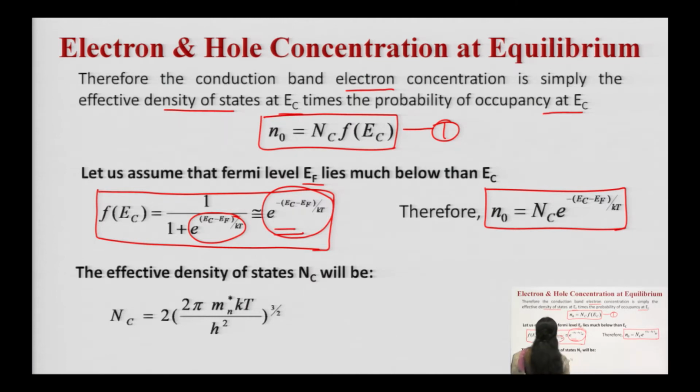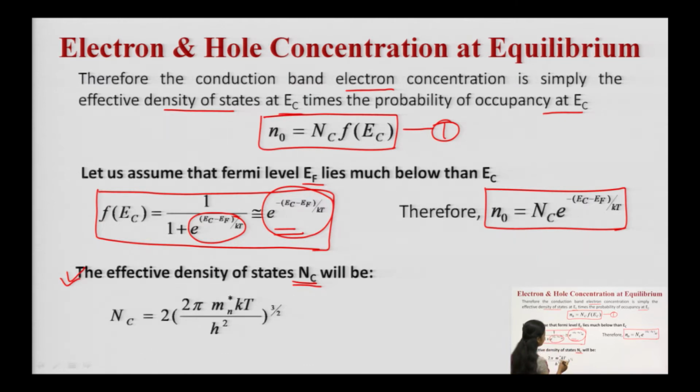It means the effective density of states N of C can be written as what? N of C will be twice of (2 pi Mn star KT upon H square) to the power 3 by 2. Here Mn star is the effective mass for electrons, and you already know that there is a difference between the effective mass and rest mass.